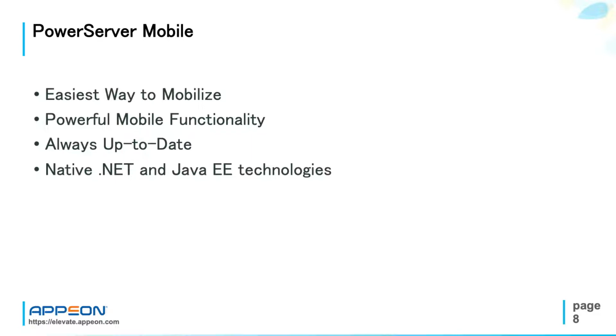Native .NET and Java enterprise technologies, because PowerServer mobile apps use native .NET and Java servers as the middle tier, and as such, they deploy to Microsoft IIS or the leading Java application servers. And besides, they can benefit from the server-side scalability and security that these servers provide. So your mobile apps can readily integrate with server-side technologies like .NET assemblies or Enterprise Java Beans.